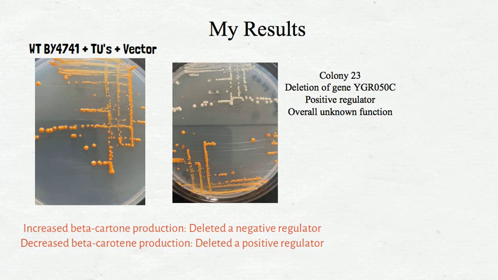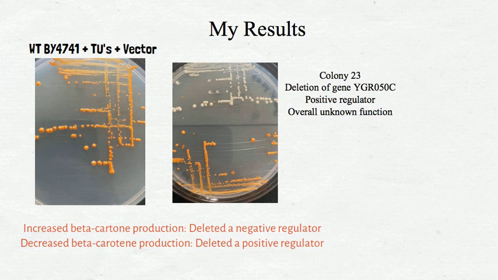Results showed that colony number 23 had a deletion of gene YGR50C. Its phenotype is completely white and is not similar to the WT-BY4741 strain, which is dark orange. I would hypothesize that this gene is a positive regulator since the colonies are white in color. The protein produced by this gene has an overall unknown function in which its molecular function, biological process, and cellular components are all unknown.